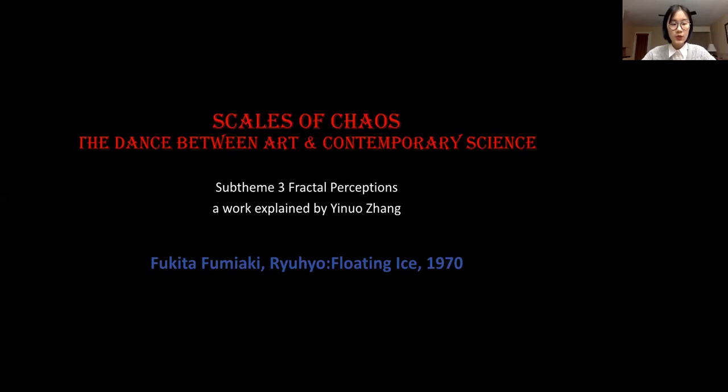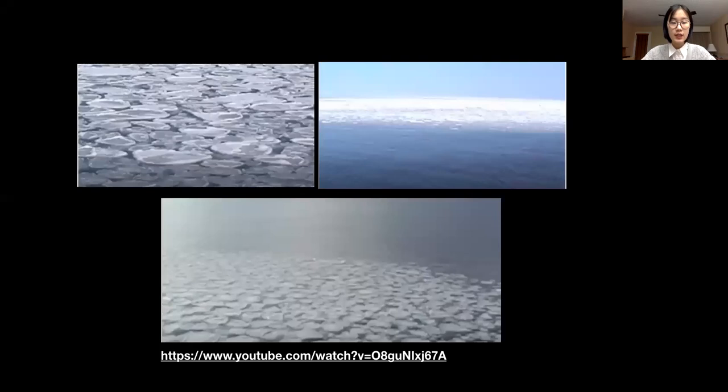Today the work I chose to introduce is Ryuhyo, Floating Ice by FUMIAKI. It is a woodblock print produced in 1917, and currently it is in the collection of the Muscarelle Museum of Art.